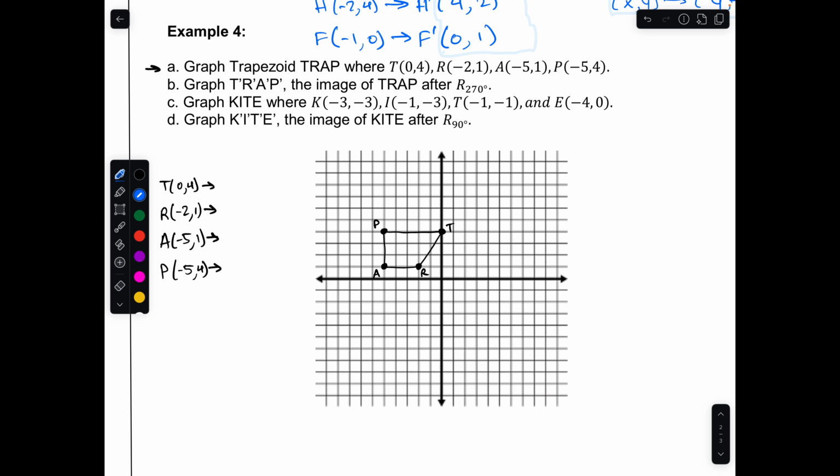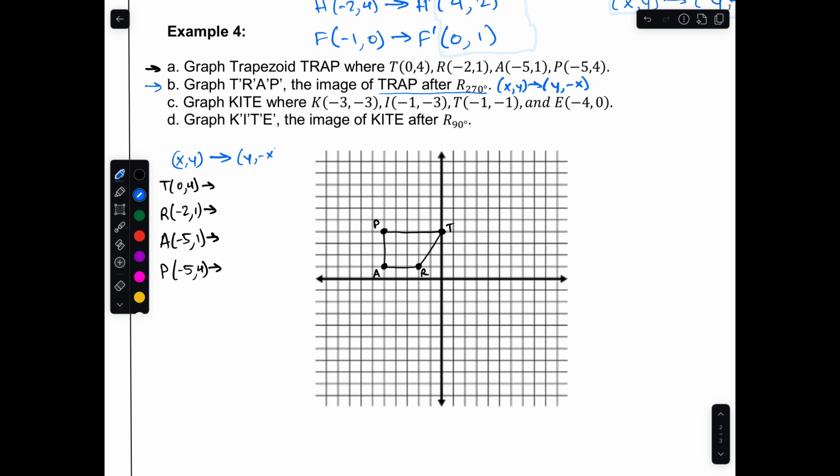Now next, we are going to rotate the pre-image TRAP 270 degrees. Now remember, we're going to measure this counterclockwise, and we know our rule for that. That means (x, y) is going to go to (y, negative x). You can look that up on our previous page. Rotating 270 degrees counterclockwise about the origin is that rule. So we're going to use that rule. I'm going to rewrite it over here.